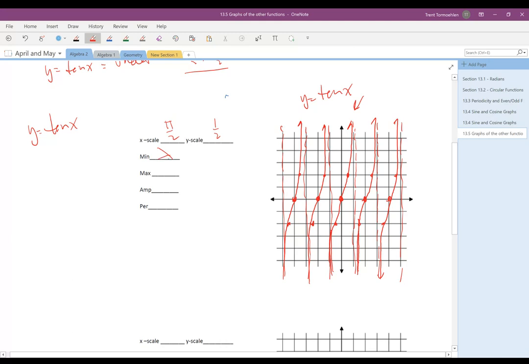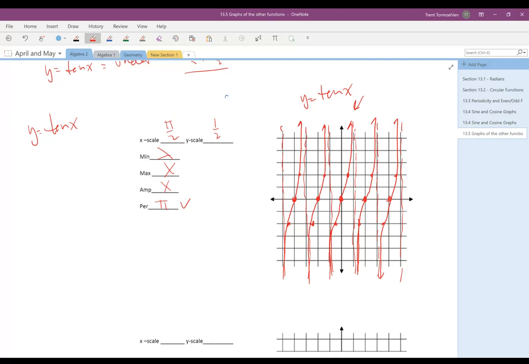Some things to notice: you're not going to have a min or a max because it goes off to infinity in both the minimum and maximum direction over and over again. And you're not going to have an amplitude. You are going to have a period. Remember, period is how often it repeats. And it repeats from 0 to pi. And so the difference between tangent and cosine and sine, instead of having a period of 2 pi, it has a period of pi.